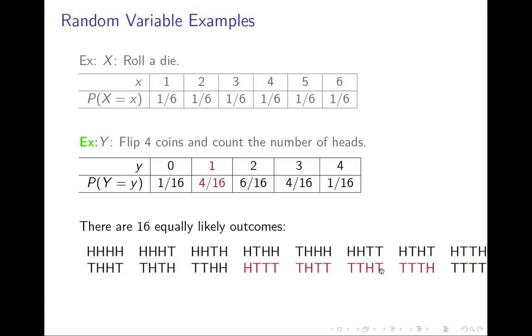There are four different ways that you can get one head and three tails. You can get the first coin as a head, or the second, or the third, or the fourth. So the probability of getting one head is 4 out of 16. We go through and count up the six ways of getting two heads. So that's 6 out of 16, and then notice they repeat. Getting three heads is the same as getting one tail, which has the same probability as one head. And likewise, four heads is probability 1/16, just like zero heads.